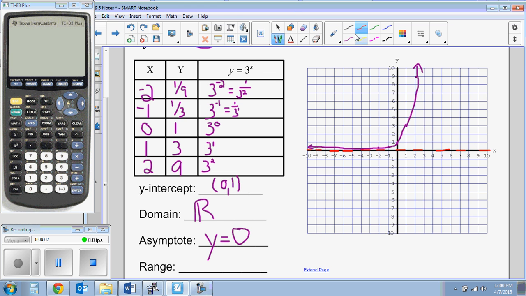Okay, and then we have our range. Since this graph is never going to go beyond this point, but it continues to go up, our range is going to be y is greater than 0, or y is greater than our c value, which we talked about on the previous page.